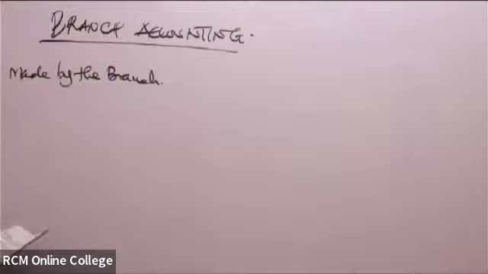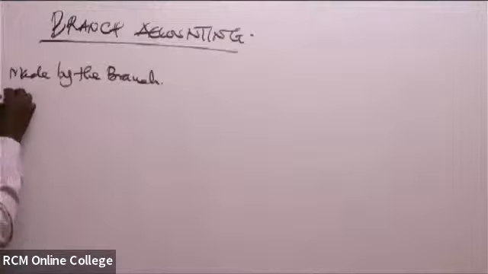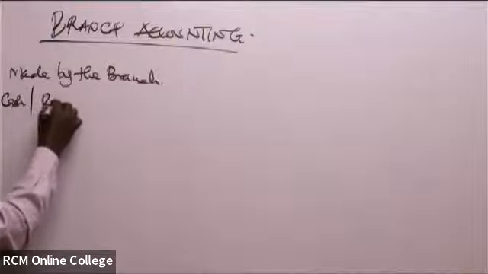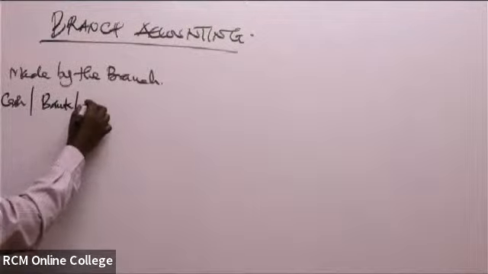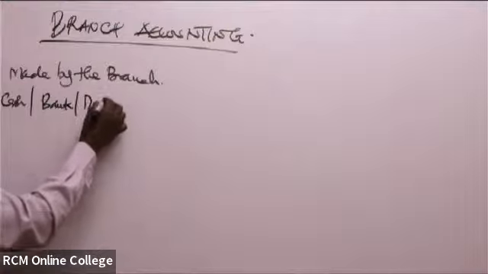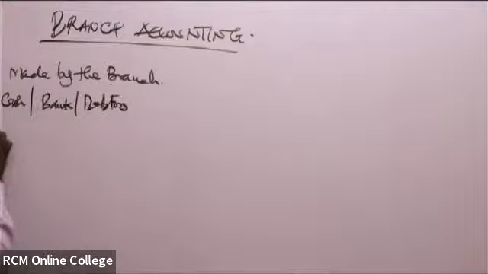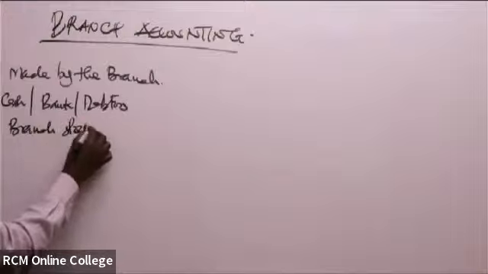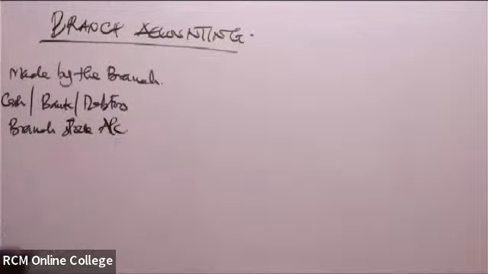If there are any sales made by the branch, you debit cash if they sold on cash. You can debit cash or bank. Or if the sales were made on credit, you debit the debtors account. In this case, you credit the branch stock account, because the stock of the branch was reducing as they made the sale.